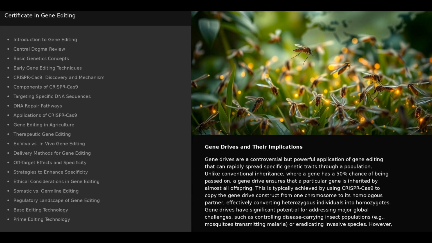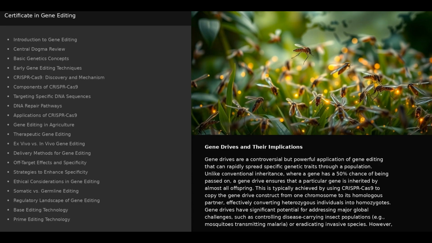This is typically achieved by using CRISPR-Cas9 to copy the gene drive construct from one chromosome to its homologous partner, effectively converting heterozygous individuals into homozygotes. Gene drives have significant potential for addressing major global challenges, such as controlling disease-carrying insect populations, e.g. mosquitoes transmitting malaria, or eradicating invasive species.